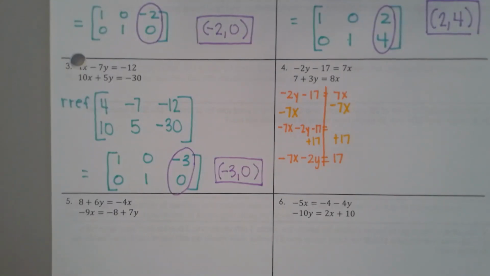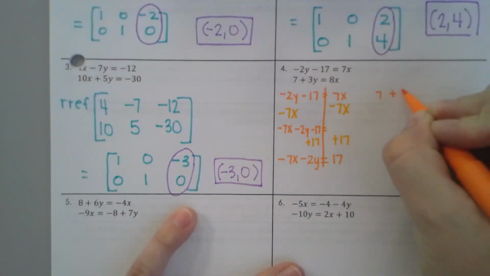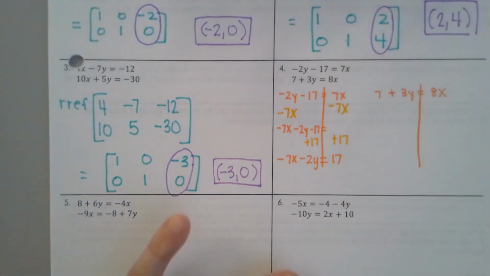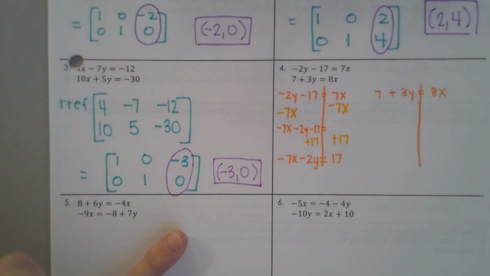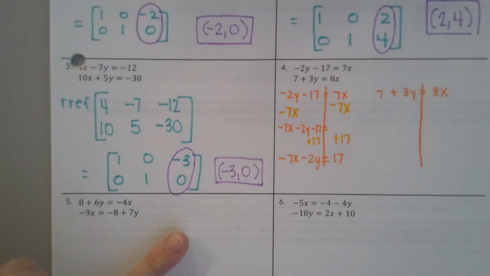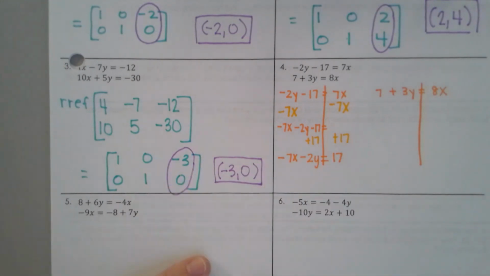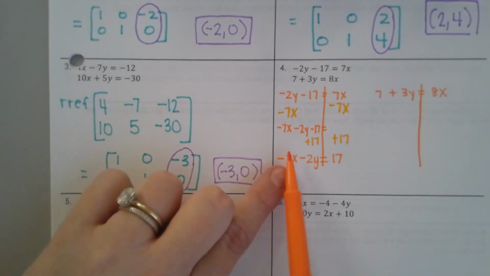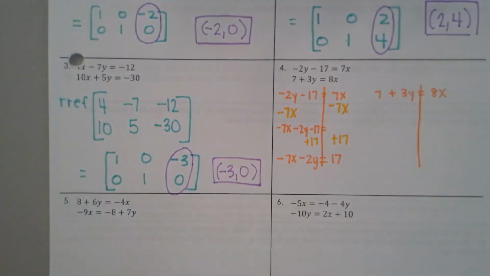Now the next one is 7 plus 3y equals 8x. Well, yeah, you got to put that too. Well, you'll have to write small. Well, I was just getting the equation. We have to turn these equations into standard form, which means x is first, then the y, and then the number. And I stop there because then I'm going to put it in my matrix.